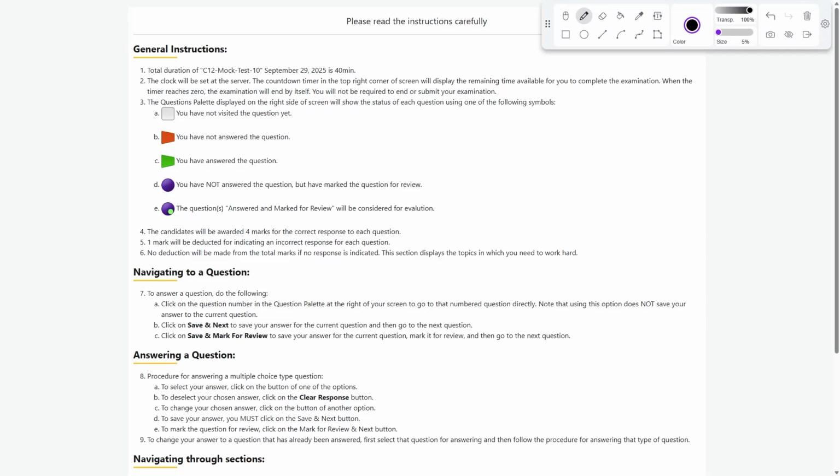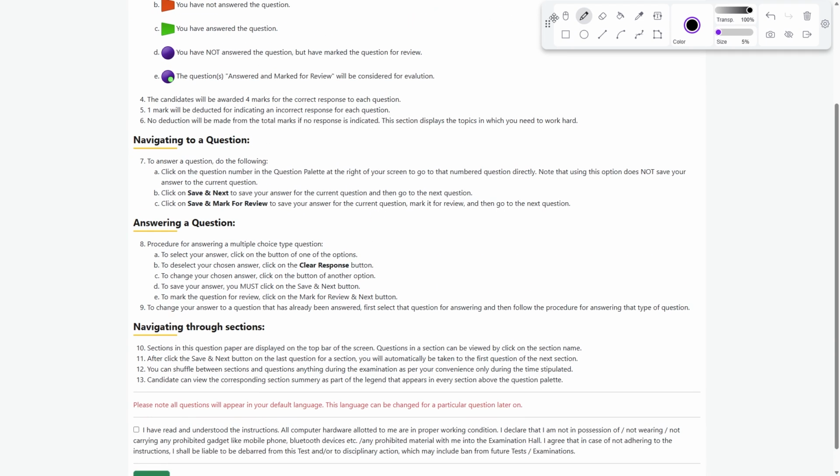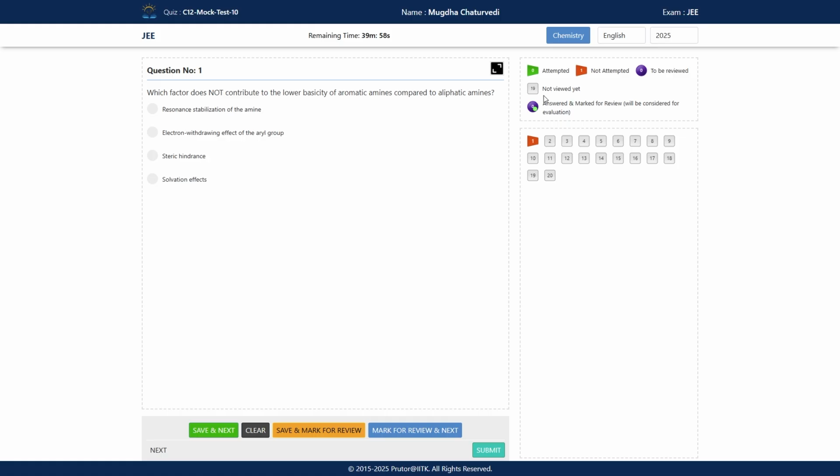Students, so today we are going to solve mock test 10. So let's begin with this mock test. Okay, let's start with the first question.